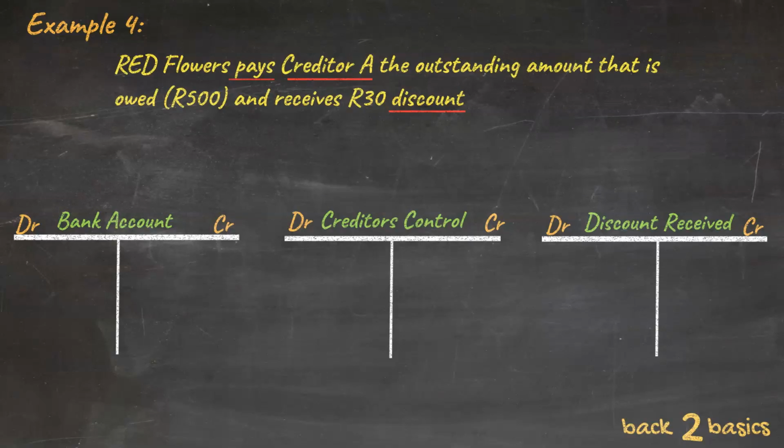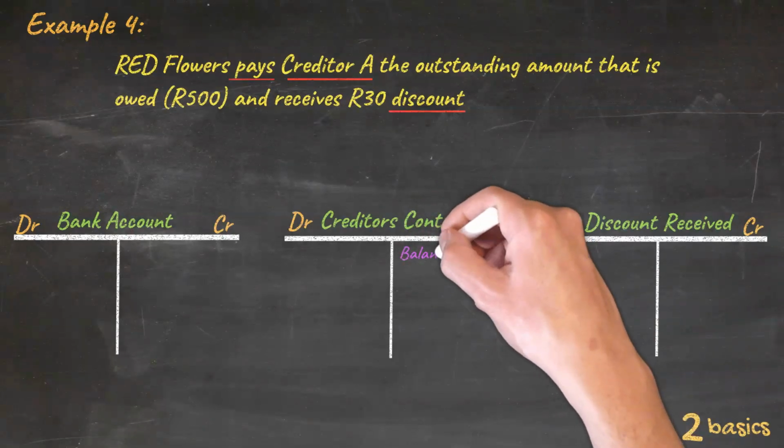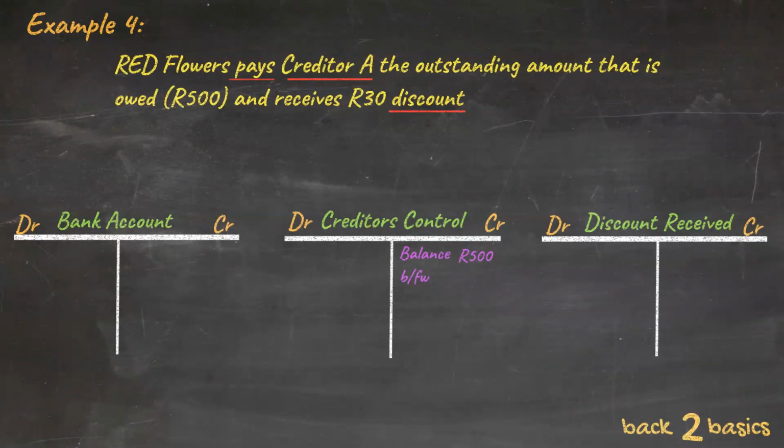I'm going to enter the outstanding amount of 500 Rand as a balance brought forward from a previous transaction. And I'm doing it in a different color because it is not part of this transaction, but I want to give you a complete overview of what gave rise to this transaction and the effect thereof. But for the recording of this transaction, we need to do a small calculation. The example states that 500 Rand was owing to the creditor and that Red Flowers received 30 Rand discount. So we need to calculate the amount actually paid to the creditor.